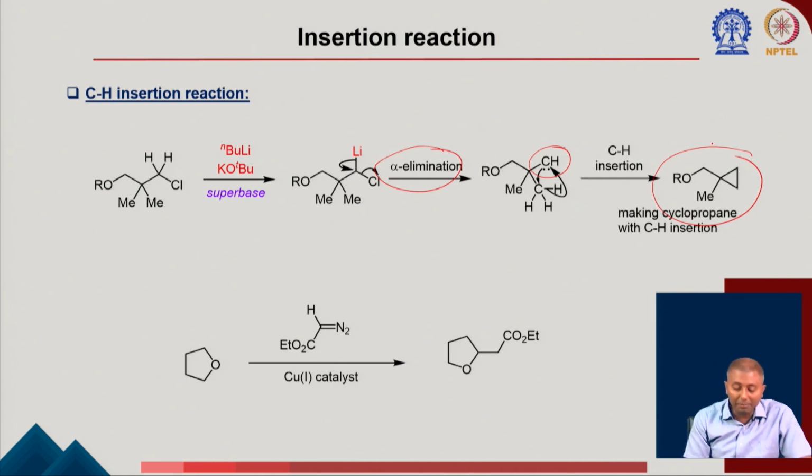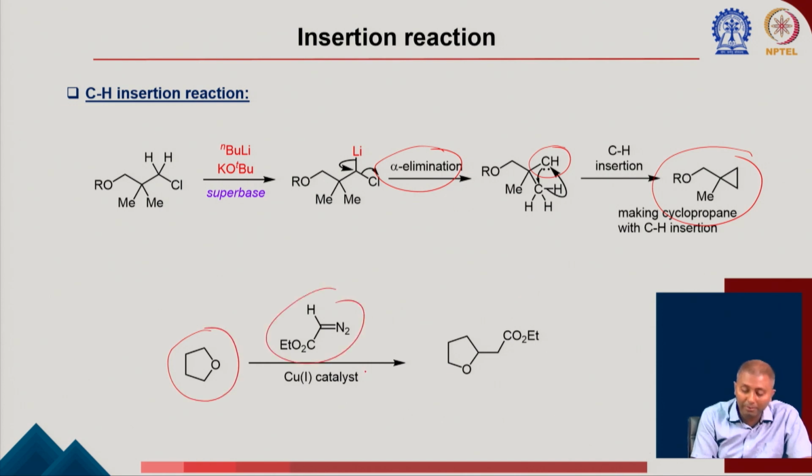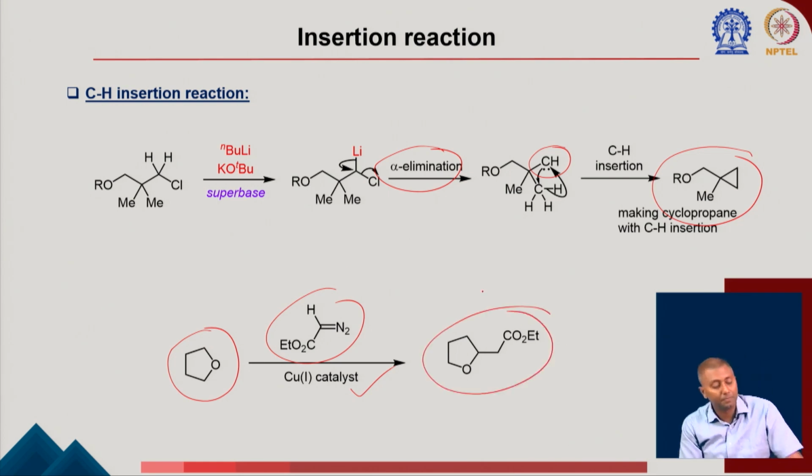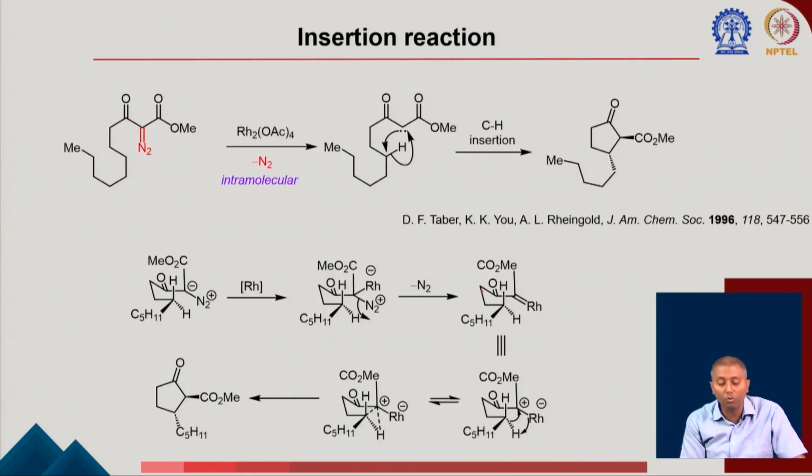We can see another example here using tetrahydrofuran, then using this diazo compound and the copper catalyst. So, again there is an insertion happening, this C-H bond is getting inserted to form this corresponding product, which is actually next to oxygen.